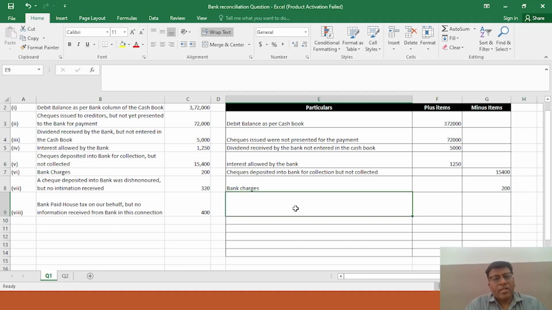Next transaction is that a check deposited into the bank was dishonored. Now you have to develop an understanding of what the dishonor of a check is. Dishonor means, suppose you have received a check from a person and you deposit it into the bank, but when the bank approaches that person for collection of the amount of the check, that party denies and does not make the payment, so it is assumed that the check was dishonored. Or due to any other reason the dishonor can take place.